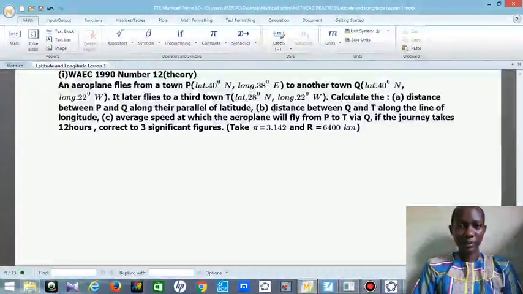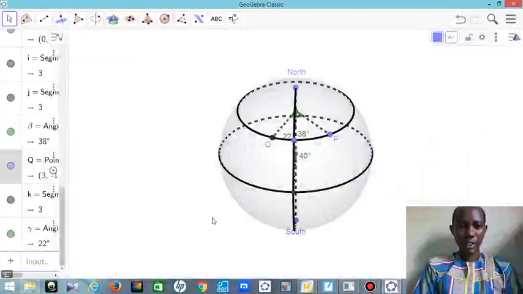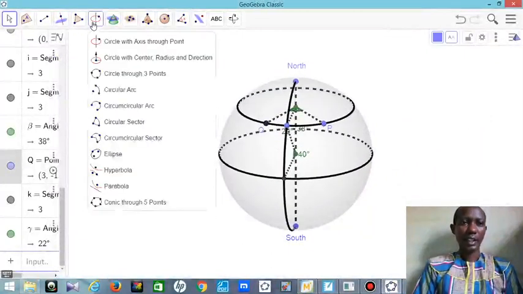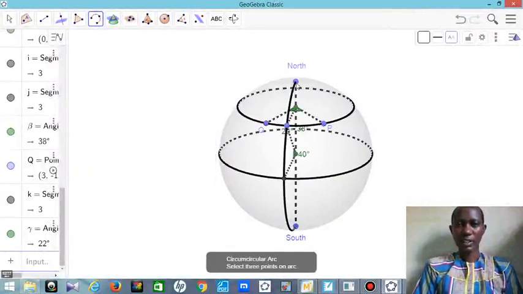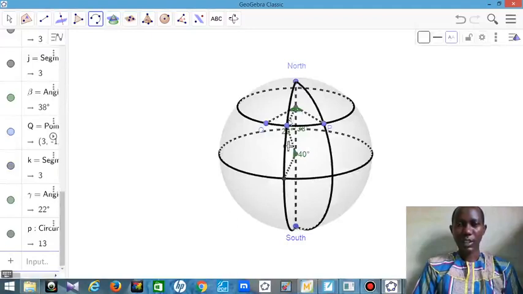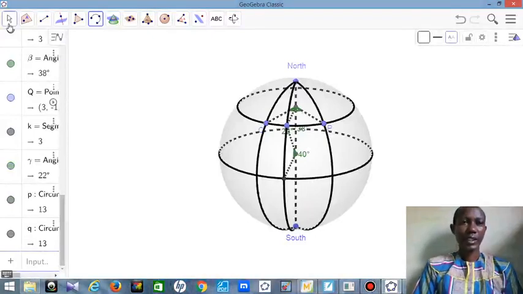Then the next point, which is point T, the third point of the plane now, is 28 degrees north, then 22 degrees west. So all I need to do here is put the lines of latitude, which are these. And the lines of longitude, you can see them, these are the lines of longitude. You can see the lines.